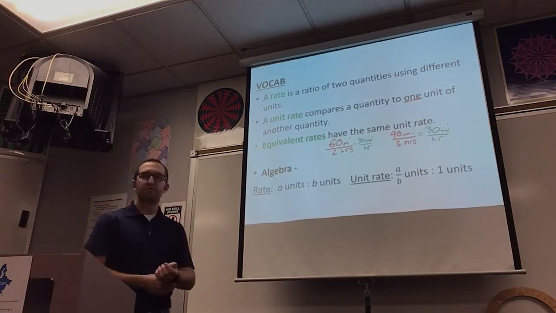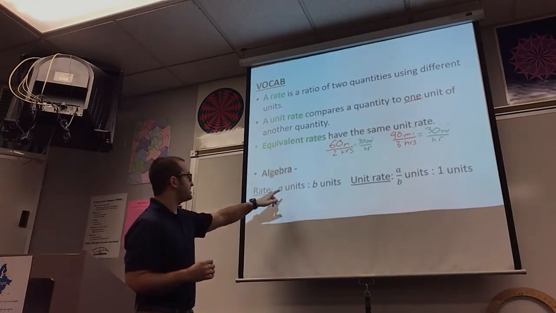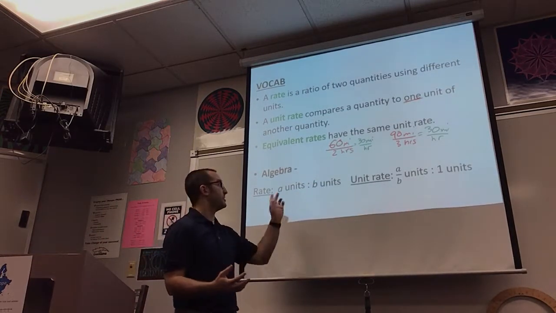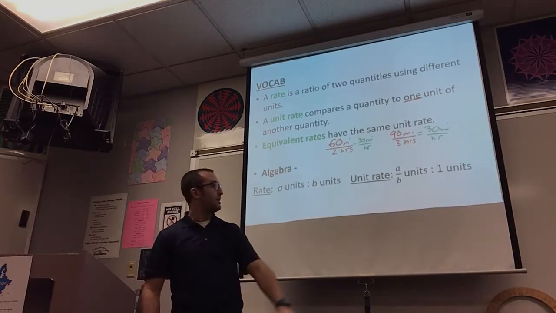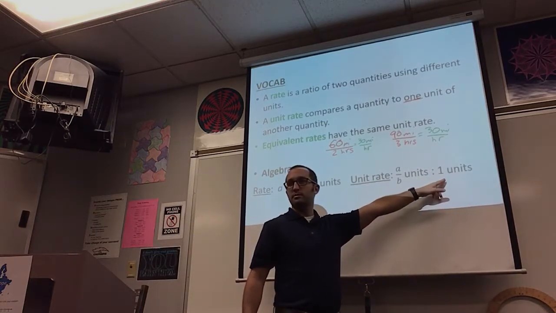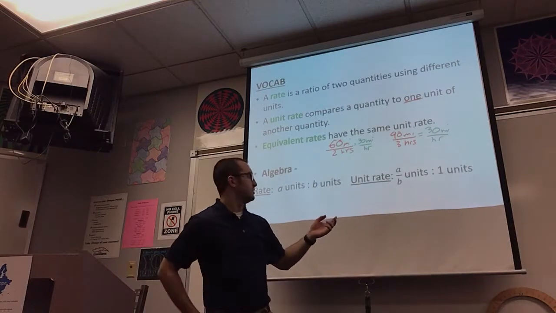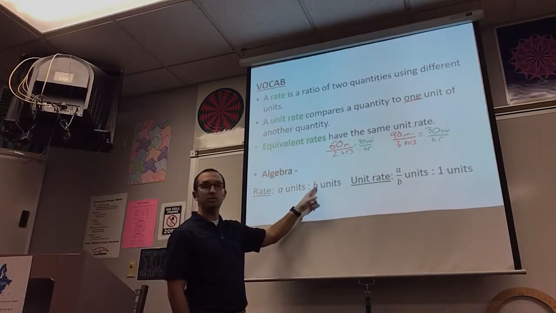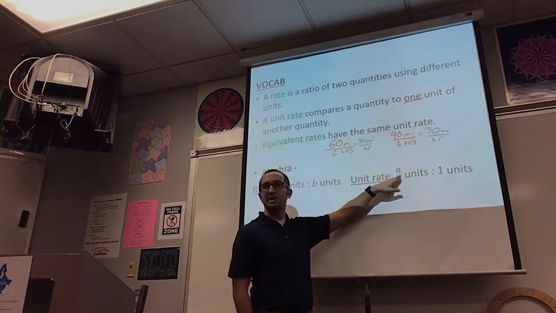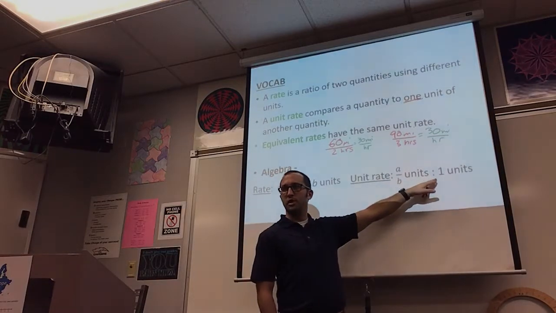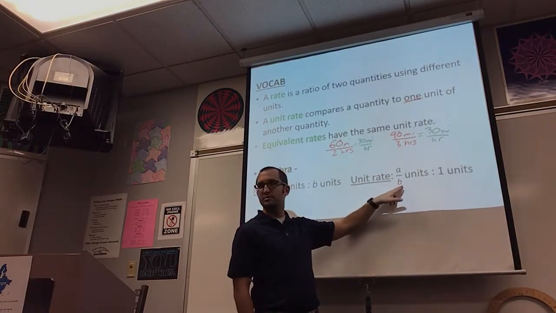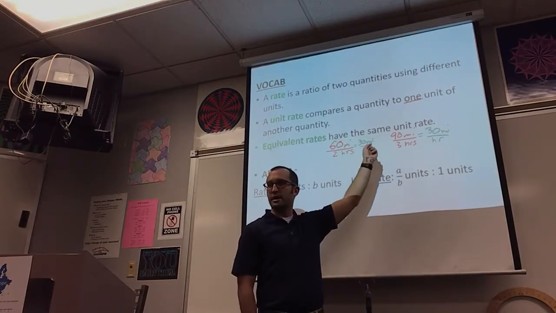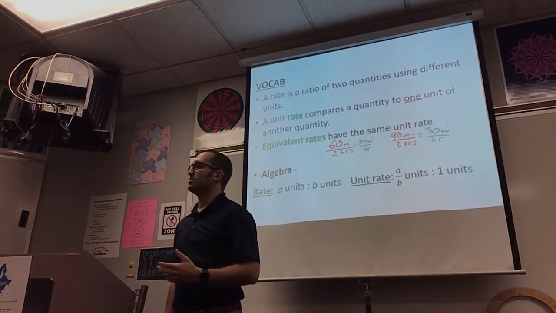So here's some algebra for what it looks like for unit rates. If this is a rate, A to B, anything A and anything B, the unit rate would be A over B to 1. That's the pattern. So if I have a rate 60 to 2, what would the unit rate be? It'd be 60 over 2 to 1. What's 60 over 2? 30. So it'd be 30 to 1 hour. 30 miles per 1 hour. That's how you find a unit rate.